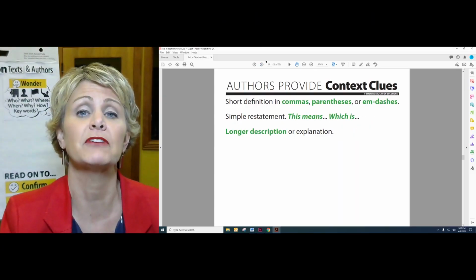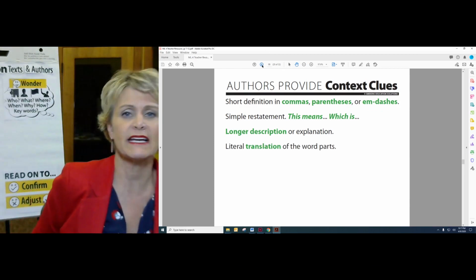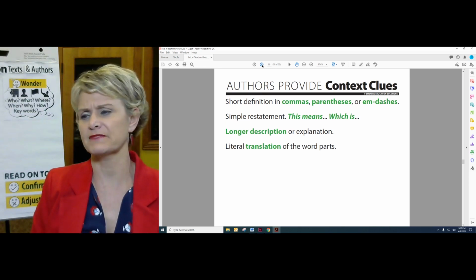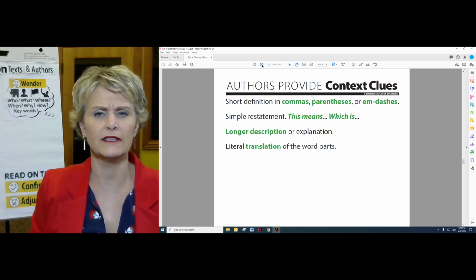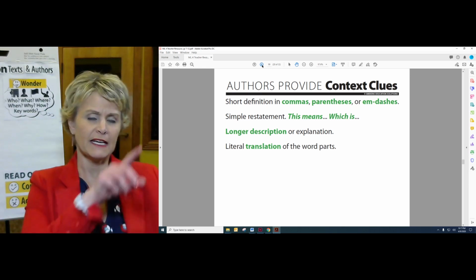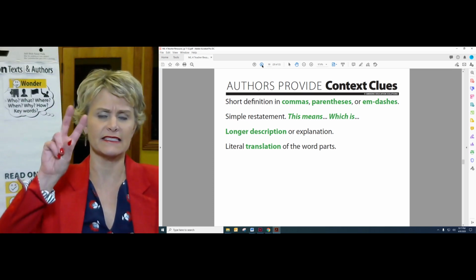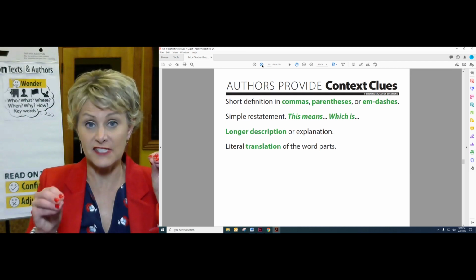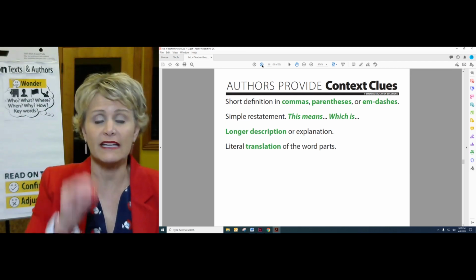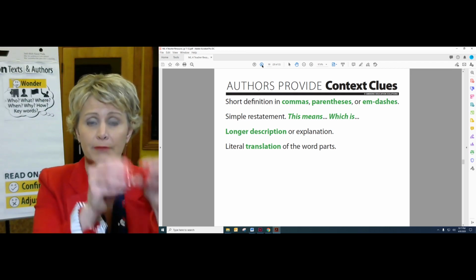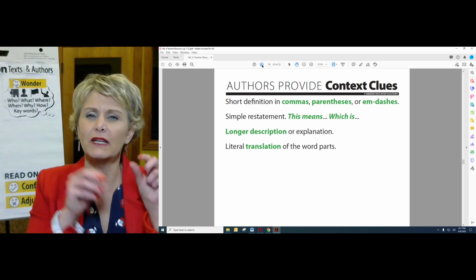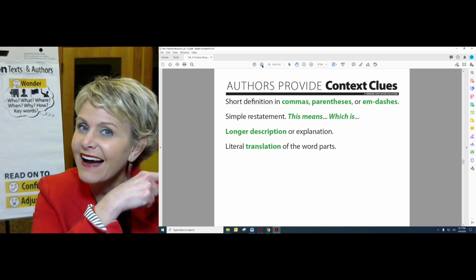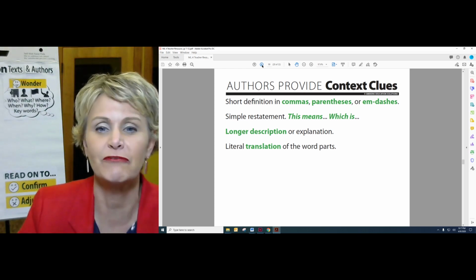All right, another type of clue to be on the lookout for is a translation. It talks about some bug animal called a gastropod. And then in parentheses, it says this is stomach foot, because gastra means stomach and pod means foot. And so this word means stomach foot. Okay, got it. And so it's a literal translation of the roots. Authors do this sometimes. Look for it.